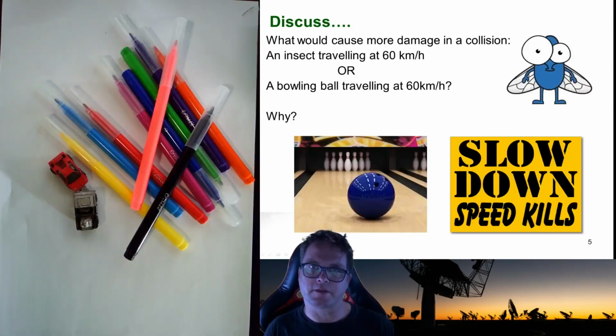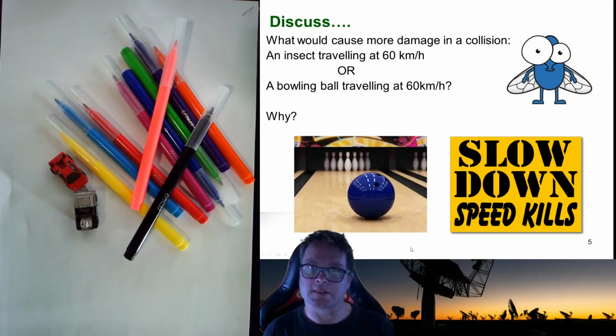Something we're all familiar with, in terms of wisdom when traveling in our vehicles on roads, is the fact that speed can kill, speed kills. But it's interesting to think about it from a physics point of view in terms of what would cause more damage in a collision. Would it be an insect traveling at 60 kilometers per hour, or a bowling ball traveling at the same speed, 60 kilometers per hour? You would much prefer to have an insect fly into you at that speed than to have a bowling ball hit you at the same speed.